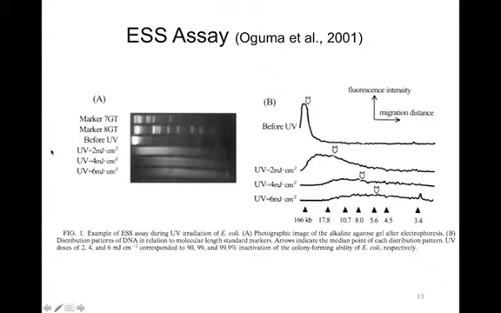Okay, so in order to understand her work, it's really important to understand this actual assay that she developed, the ESS assay, the endonuclease sensitive site assay. Endonucleases are enzymes, and there's a whole class of them, and they cut DNA at specific locations. And so she used an endonuclease that cuts DNA wherever there is a pyrimidine dimer.